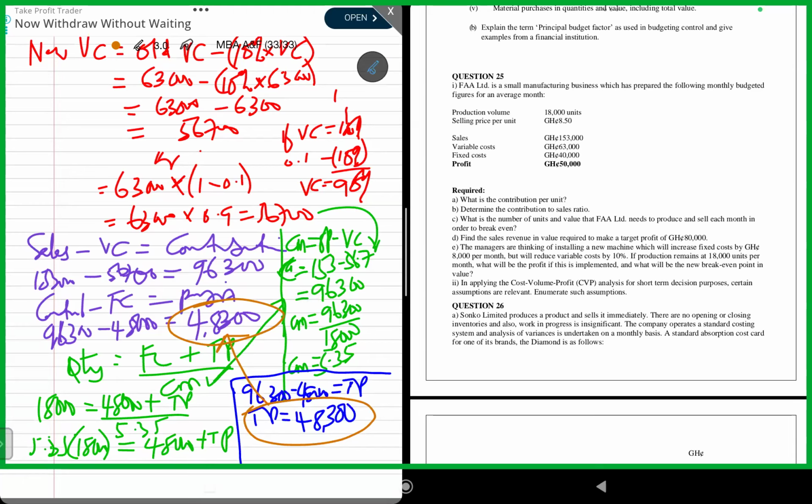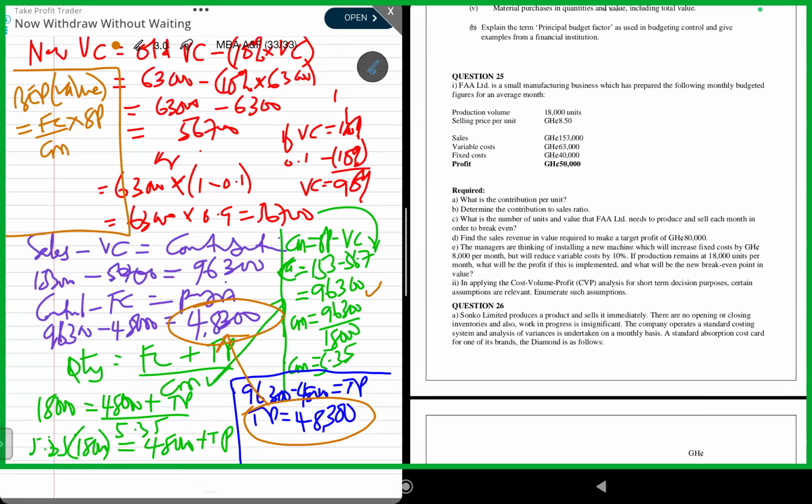Now it says break even point in value. Can't you solve the break even point in value? We can. So you just write it this way. BEP value. Value means the sales value. Equals the FC over the contribution margin, which we just solved, times the selling price straight away.